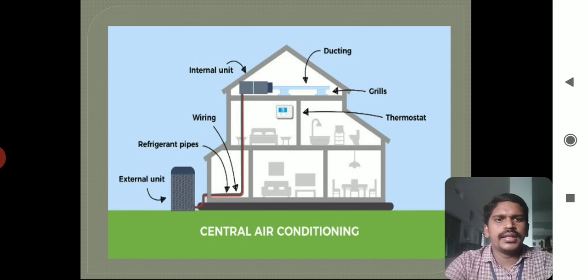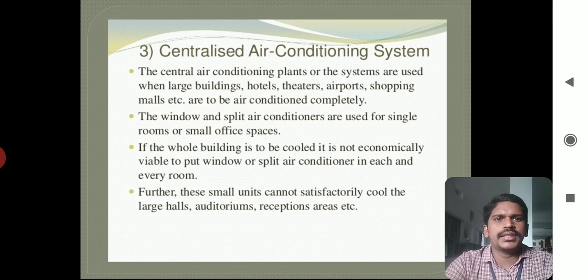Next one, central air conditioning system. You have to look at the central air conditioning system. You have to use central air conditioning in different rooms. Central air conditioning systems are used when large buildings, hotels, theaters, airports, shopping malls, etc. are to be air conditioned completely.